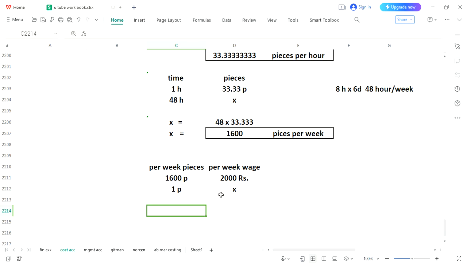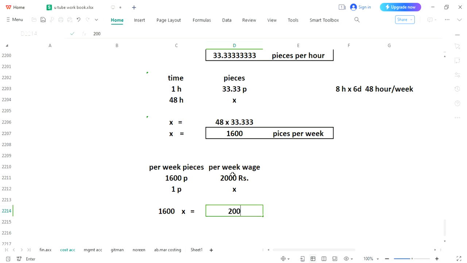And here again we will start our cross multiplication. X would be multiplied by 1600, so we will get 1600x, and on the other side 2000 would be multiplied by 1, so we will get 2000. Next step: 1600 is being multiplied by x, and we want to take 1600 to the opposite side, so the sign would be changed. 2000 is already present, and we are taking this 1600 to the opposite side. Here it is multiplied, so when you take it to the opposite side, it would be divided. We will get 1600 in the denominator. Statement completed.